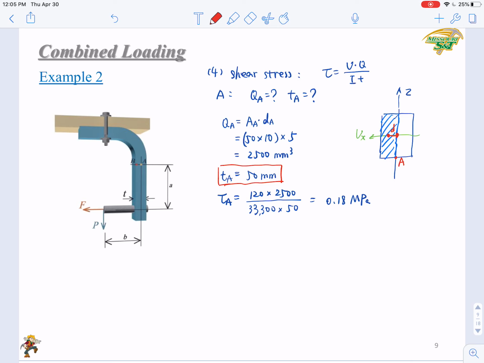So how about tau B? B is right here. If you cut an area through point B, what do you get? You get 0, right? So A_B equals 0, which means Q_B will be 0. So VQ over IT will be 0, and tau B will be 0. You get nothing. There is no shear stress here.